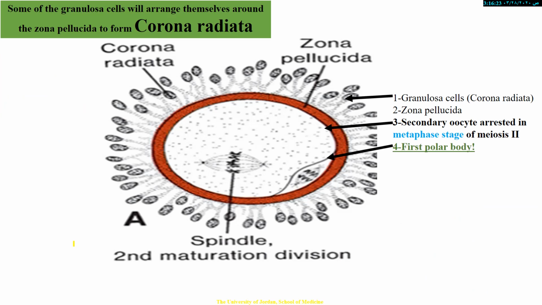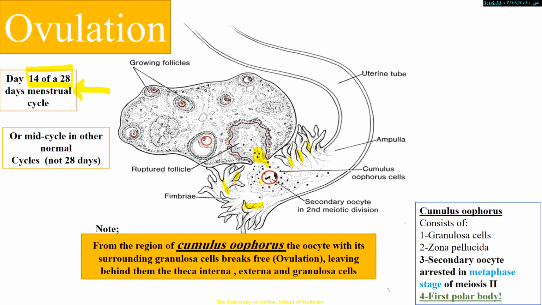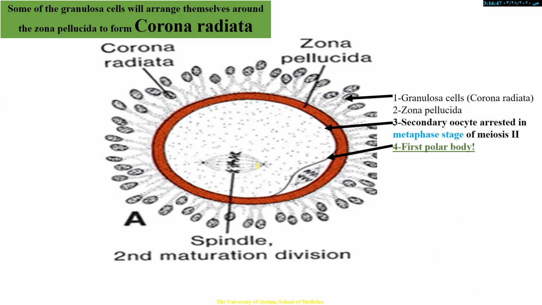So as the cumulus oophorus is emerging from the ovaries, some of the granulosa cells, look back here carefully, these granulosa cells that have been set free from the Graafian follicle, follow the oocyte, and they rearrange themselves around the ovulated egg, and they look like rays of the sun or corona.